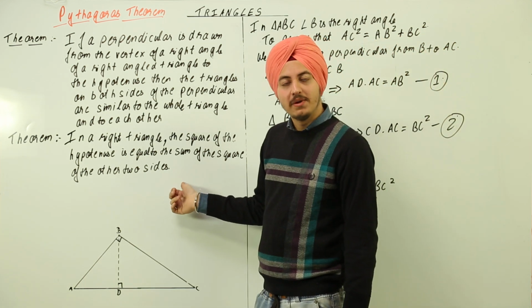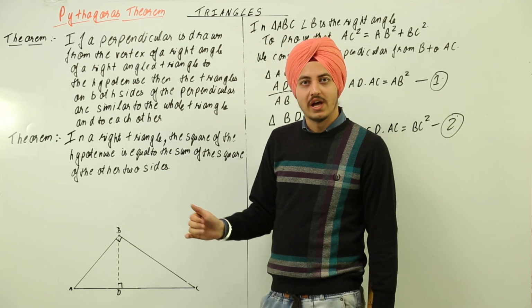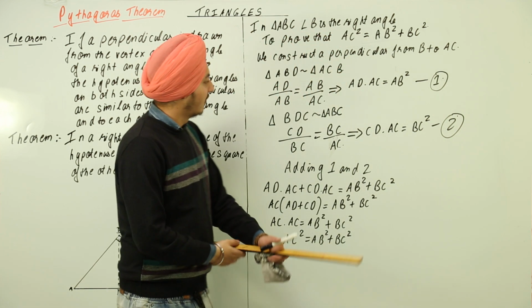So Pythagoras theorem is: the square of the hypotenuse is equal to the sum of the squares of the other two sides, and we've just proven it.